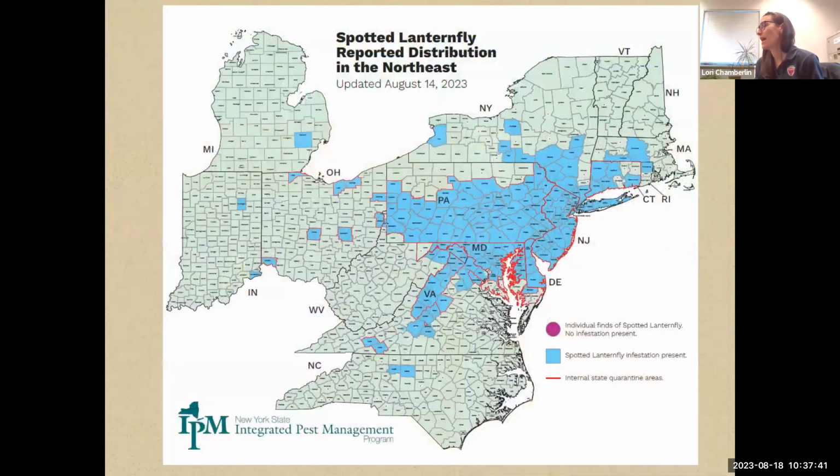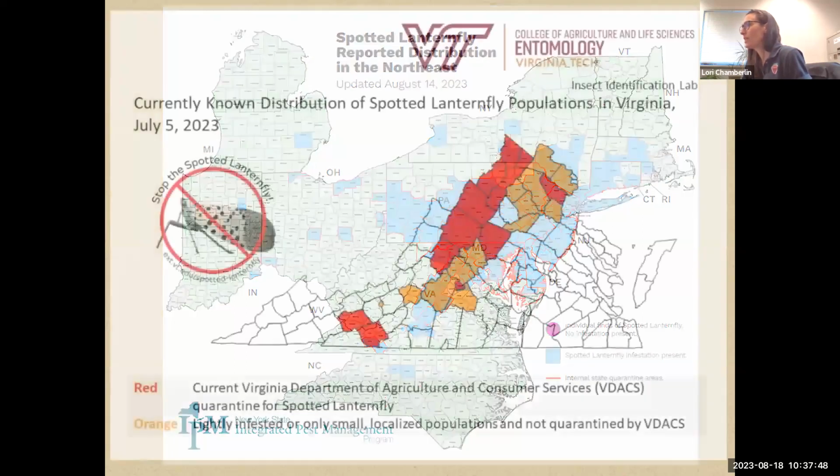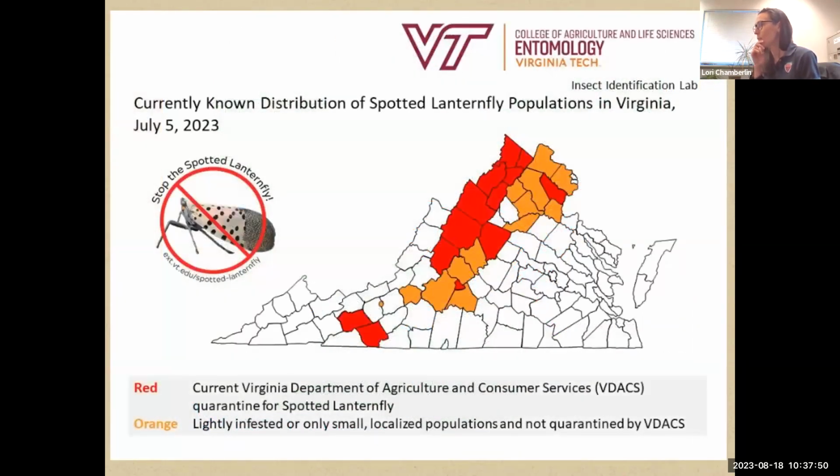Here's the most recent map of spotted lanternfly distribution in North America. And if we zoom into Virginia, you can see where we've detected it in Virginia. It was first found in the Winchester, Frederick area in 2018. And since then it's spread south, mainly in the western part of the state. However, it was just detected in the Richmond area. So it does unfortunately appear like it's moving into the eastern part of the state as well.